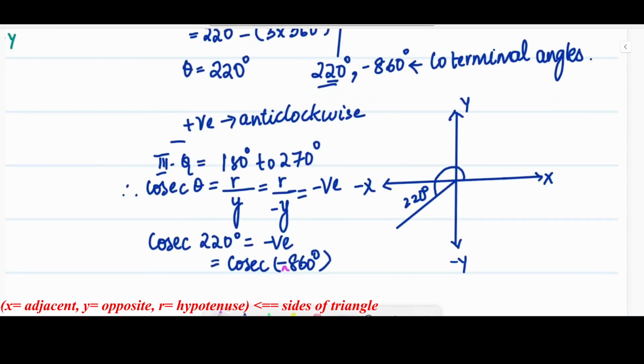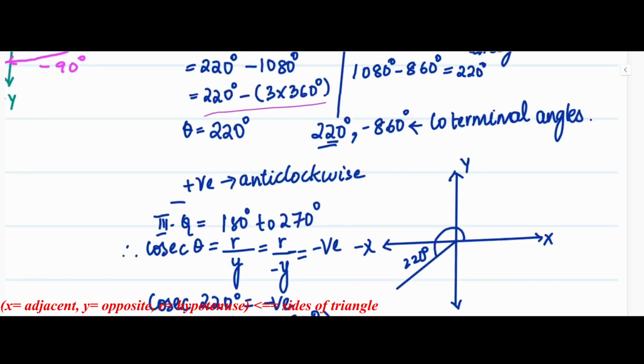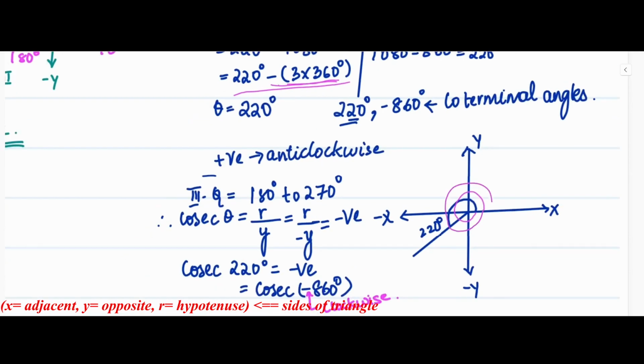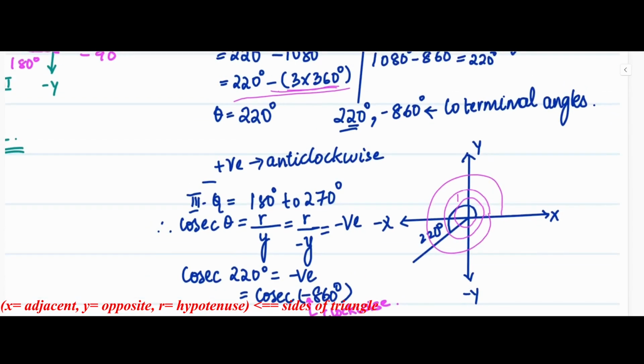The negative sign indicates it is rotating in a clockwise direction. When we look at this coterminal format, it has minus 3 times 360 degrees. It is rotating 3 times in a clockwise direction. This is the first time. Next one will be the second time. This will be the third time. This is the first time, this is the second time, and this one is the third time, which is going in a clockwise direction.